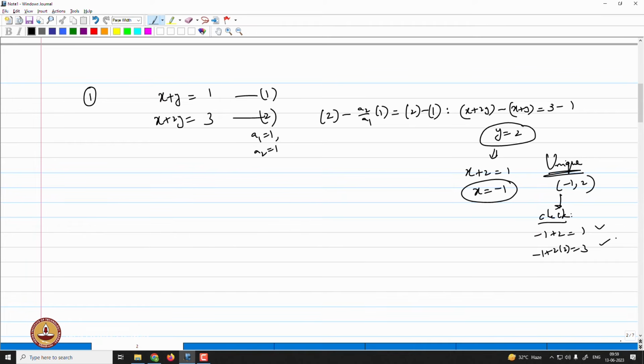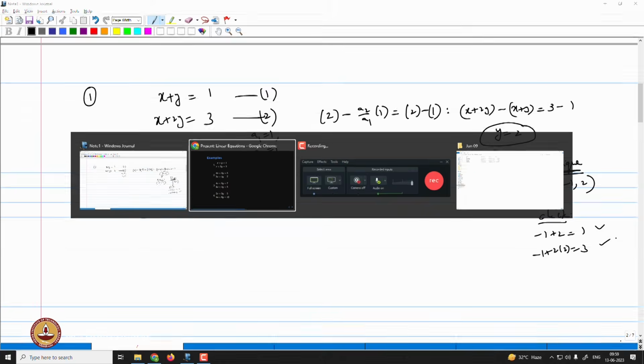It's a very, very quick way to solve a system of linear equations, and you saw how I did the elimination step, and the elimination step directly gave me a unique answer, and I was done. Okay, let's do one more.